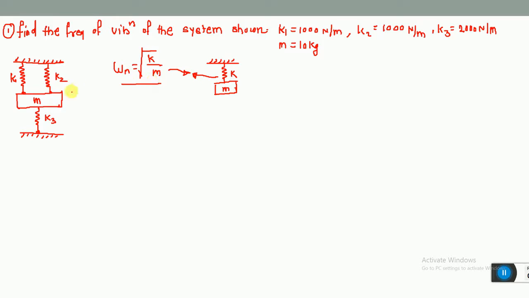But in the given system there are 3 springs and 1 mass. So before using this formula we have to convert this system into this simple spring mass system. Okay, so for that we will use the formula for series and parallel arrangement for the spring. So the springs K1 and K2, these are connected in parallel to each other. Okay, so we will convert K1 and K2 into a single spring.